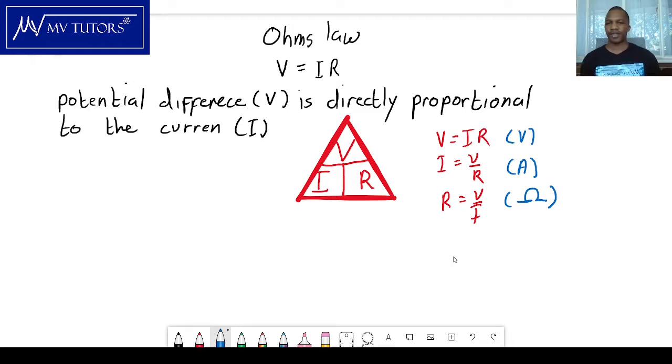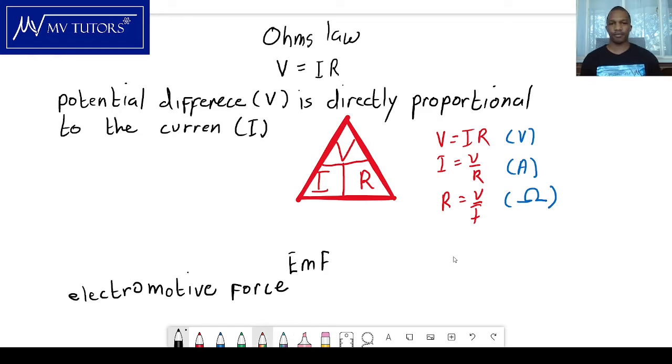And then further than that, we need to discuss a little bit about EMF. Now, what is EMF? EMF stands for electro, that's the E. The M stands for motive, and then the F is just force, electromotive force. And the formula for EMF, therefore, let me write it in red. I'm just going to say electromotive force, that's EMF, is equal to the external voltage in a circuit plus the internal voltage.